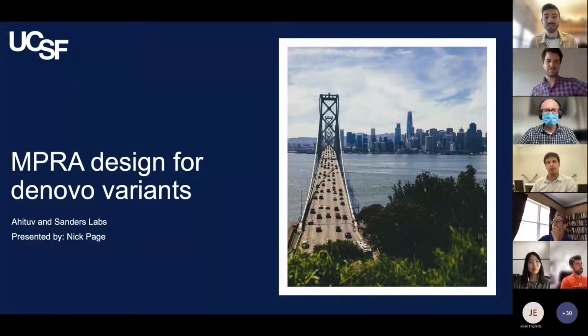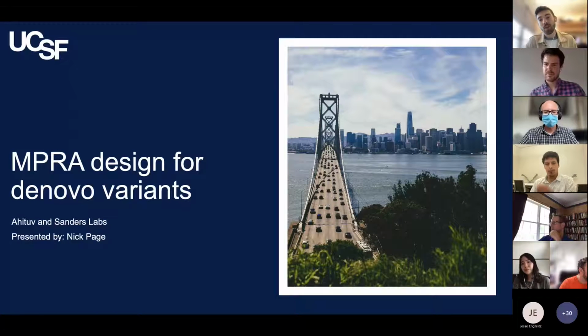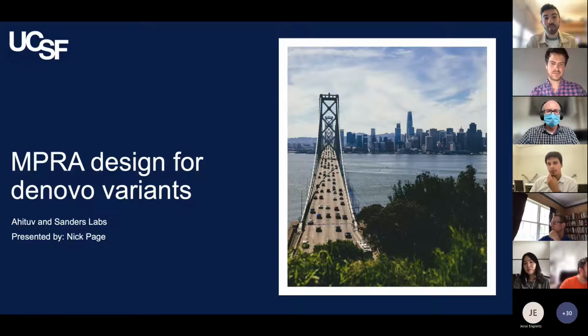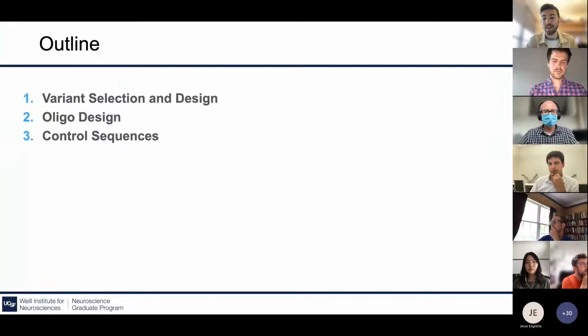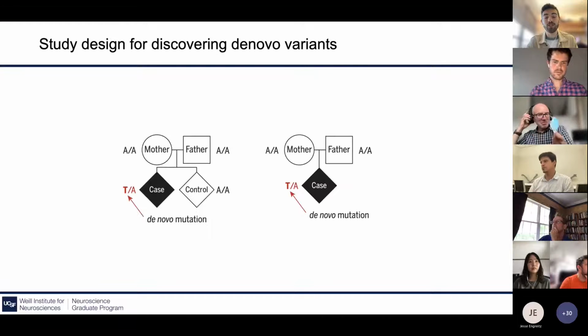Okay, so hi everyone, super nice to meet you. My name's Nick. I'm a PhD student in the Octave and Sanders labs at UCSF, and also part of the MPRA design focus group. What we've been interested in lately is MPRA design for de novo variant data sets, which have some different properties from the GWAS variants from Jon's presentation. So I'm just going to talk briefly about some of our ideas regarding variant selection and design, and also things we've been thinking about for oligo design and for selecting control sequences.